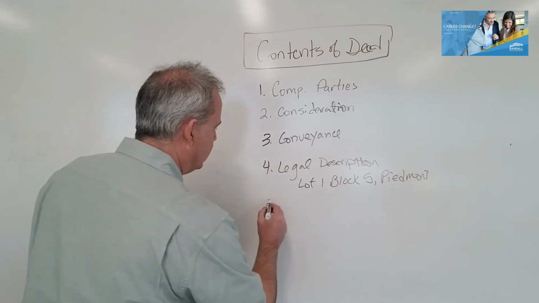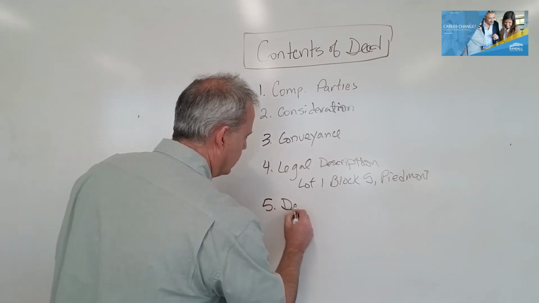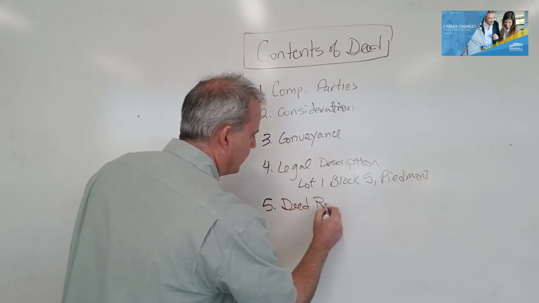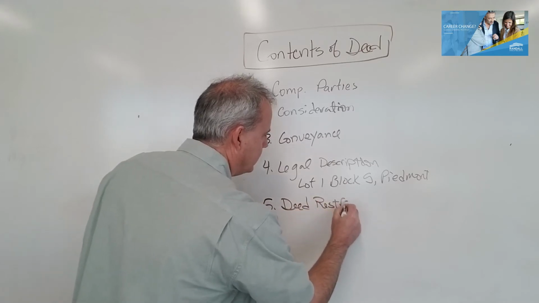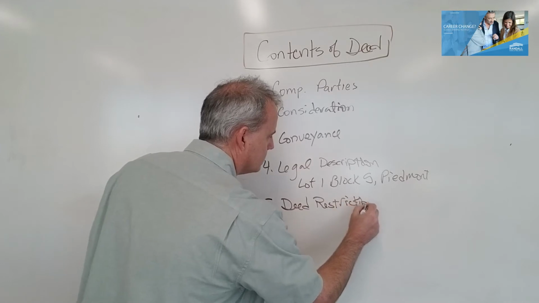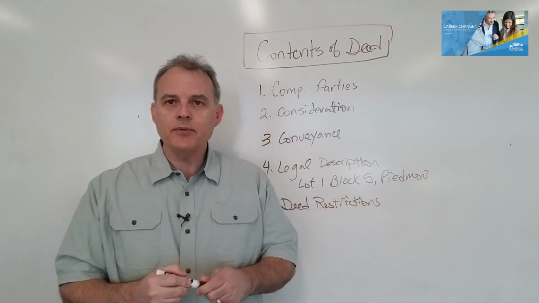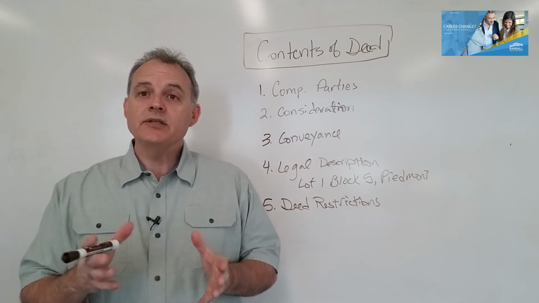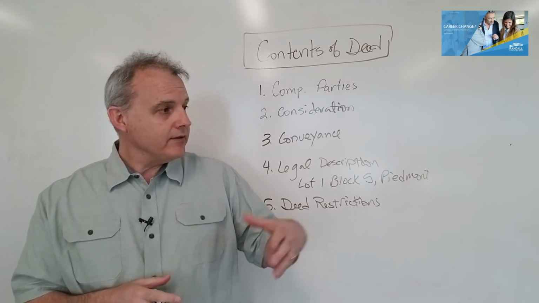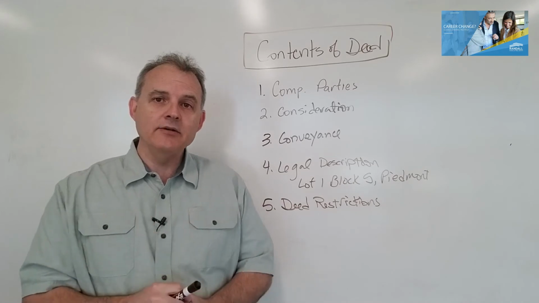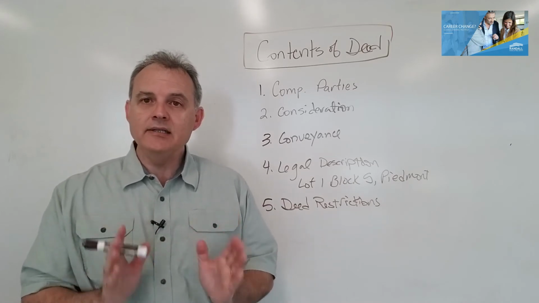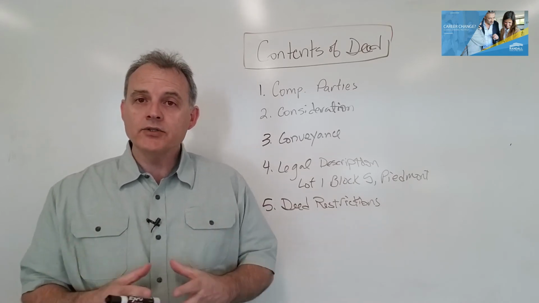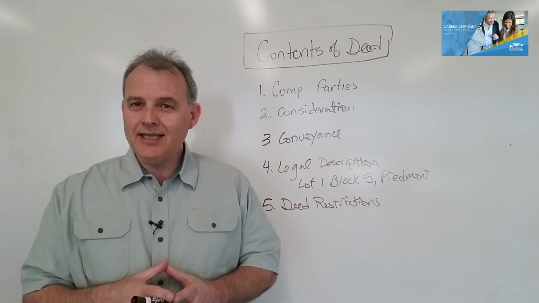Number 5, deed restrictions. All right? Now, think about this. What are deed restrictions? What are some examples? A life estate, for example, is a deed restriction. Fee simple defeasible, where I'm giving the property over to the city, that is a deed restriction. Covenants are a deed restriction. Homeowners association rules are a deed restriction.